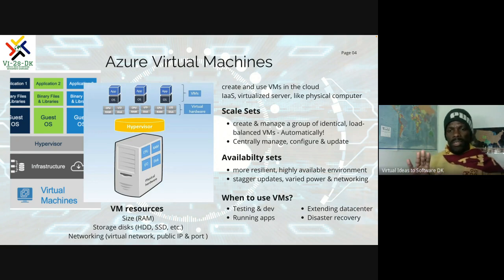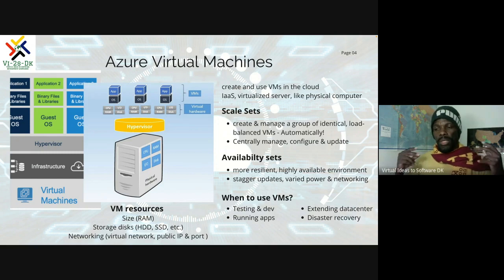Okay, so that's for scale sets. Availability sets is different because it helps you have high availability. We talked about those two things, right? Scalability and high availability on the cloud. Availability sets is such that if you want one area to be updated or want to have varied power and network, you are able to have different levels of these resources available to you.